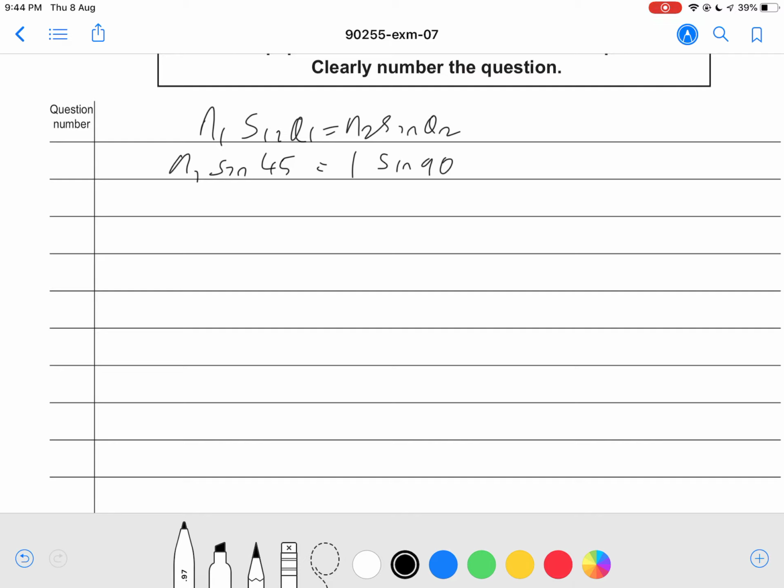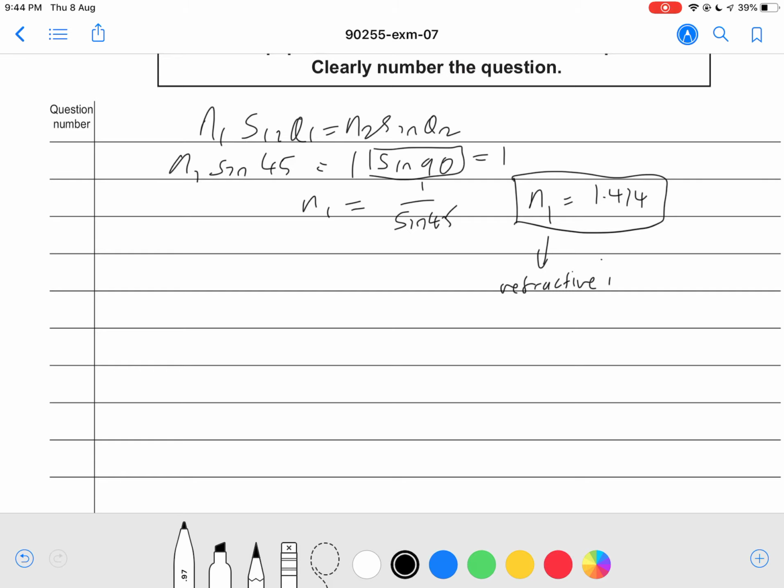So now we can just figure out n1. Sine 90 equals 1. So n1 equals 1 divided by sine 45. And that n1 should come out to be 1.414. Alright, so now that's the refractive index required for 45 degrees to be the critical angle.